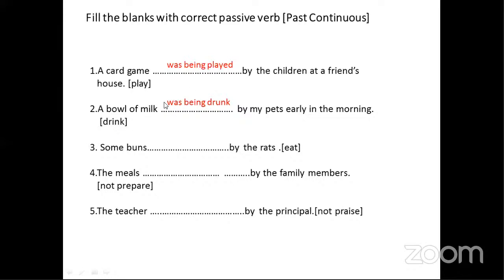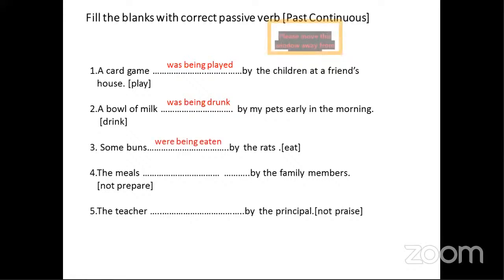A ball of milk then was being drunk. So the verb is drink. We have to get the past participle form. A ball of milk, then was, then we can't forget this being, and you have to get the third category of the verb, being drunk by my pets early in the morning. Normally, we are feeding our pets early in the morning with some milk, right? So you have experienced this. And shall we move on to the next one?